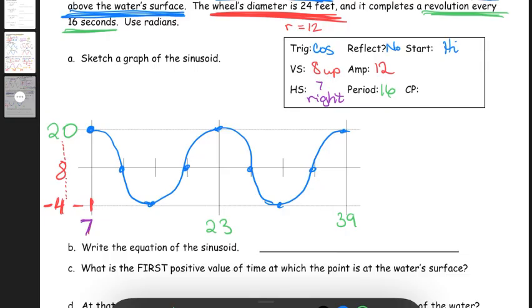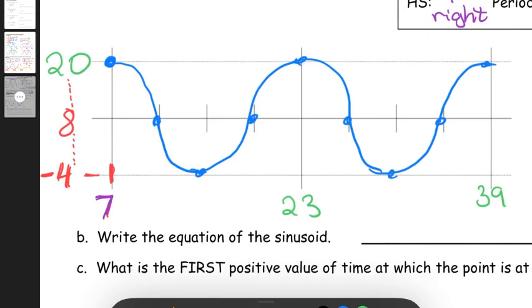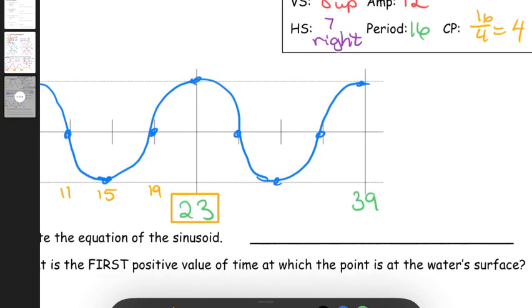Now, critical points are always period divided by 4. So the critical points are every 4 units. So 7 plus 4 is 11, then 15, then 19, then our 23. Keep going. We have a 27, then a 31, a 35, and we end at 39.